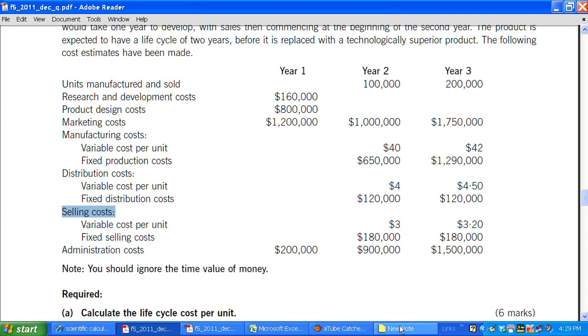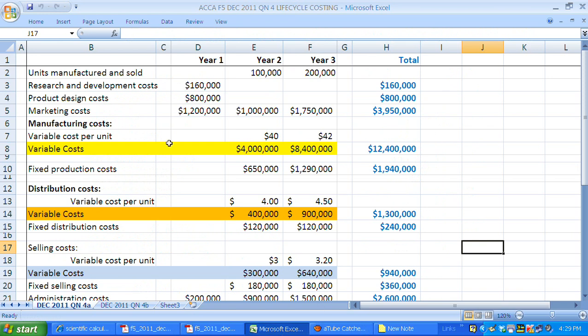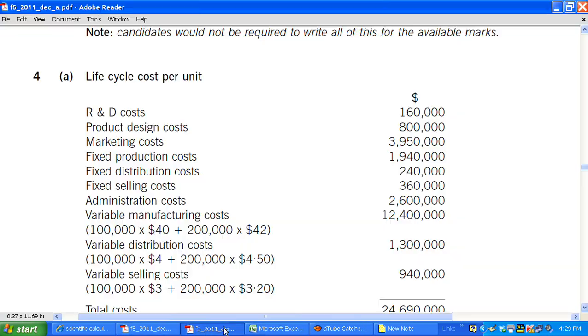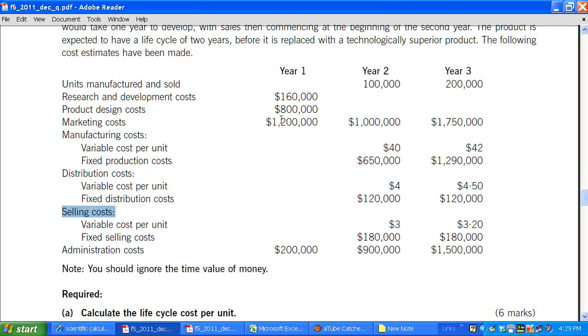What you need to do is be a bit systematic in your working. So let's see what I've done here. My layout: you have your years 1, 2 and 3 up there. Then you have your units sold. I hope you can see where I'm getting these figures. The units sold are right here: 100,000, 200,000.